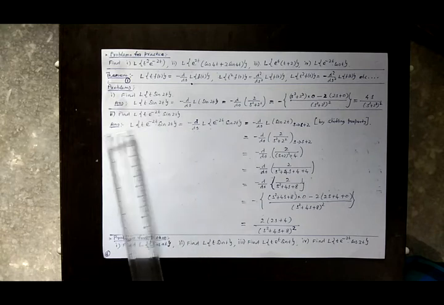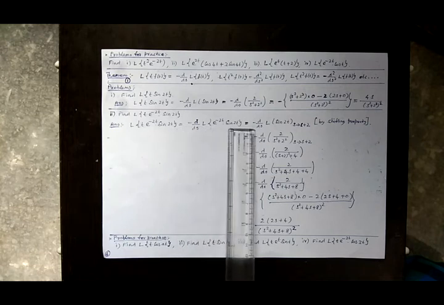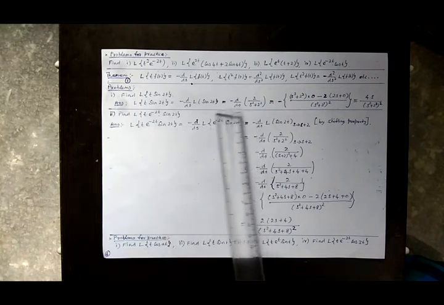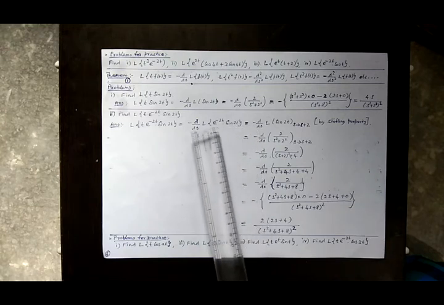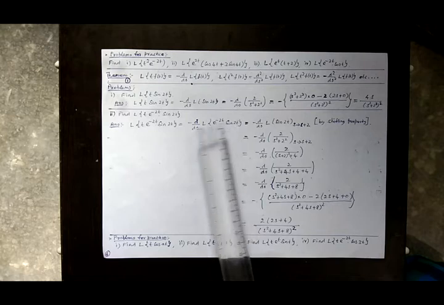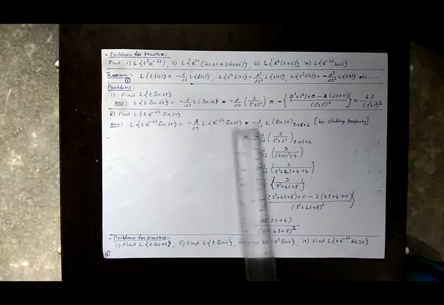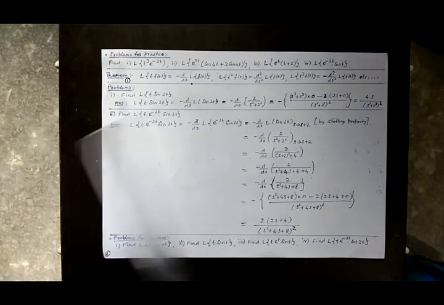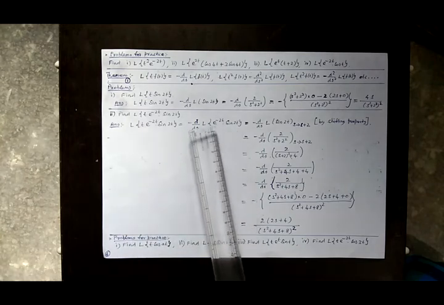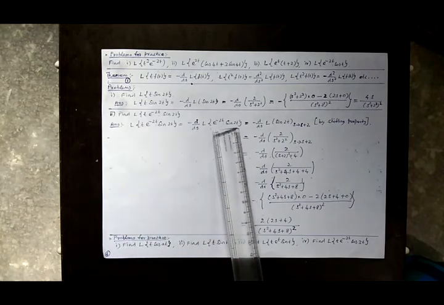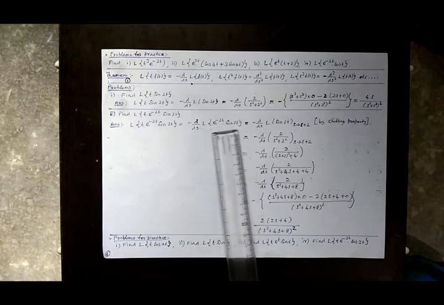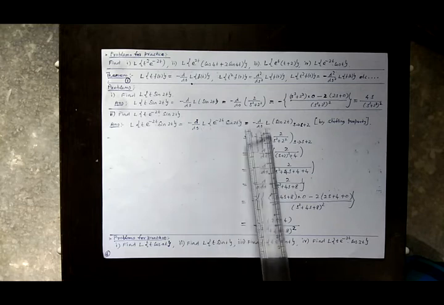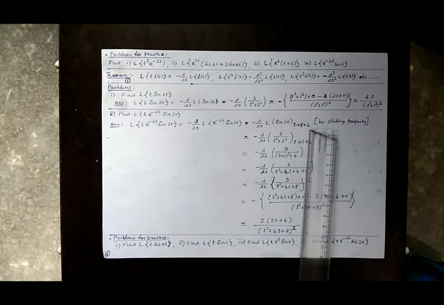For the rest, we have to take the Laplace transform, L of e power minus 2t into sin 2t. How do you take the Laplace transform of e power minus 2t into sin 2t? Now this e power minus 2t into sin 2t is of the form e power minus at into f of t, where f of t is sin 2t. According to the first shifting property, L of e power minus at into f of t will be equal to L of f of t, where s tends to s plus 2. So this Laplace transform will be equal to Laplace transform of f of t, here f of t is sin 2t, where s tends to s plus 2.